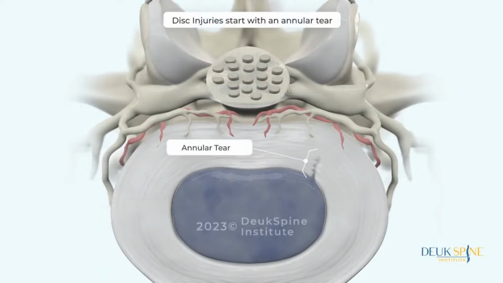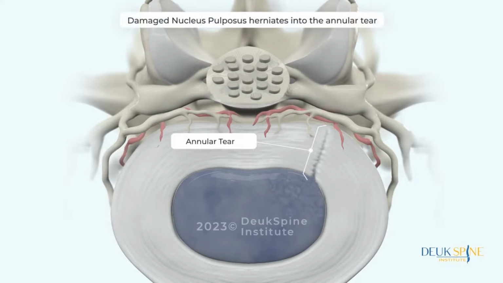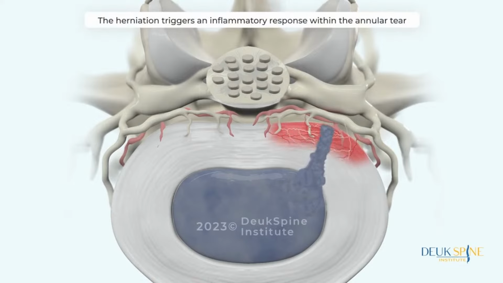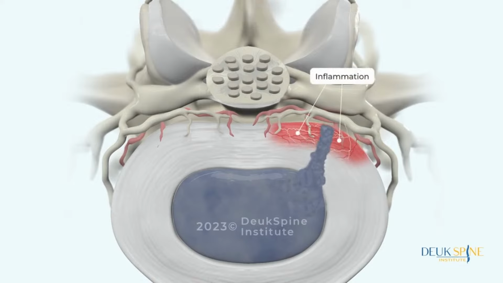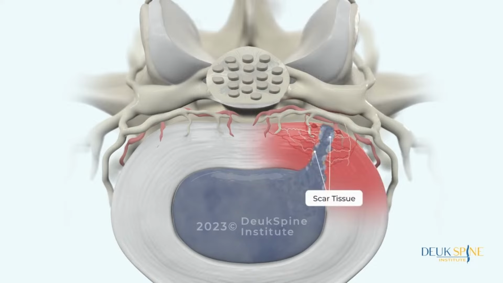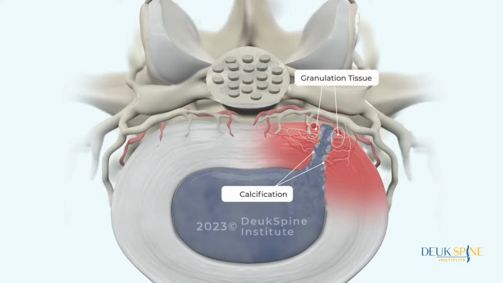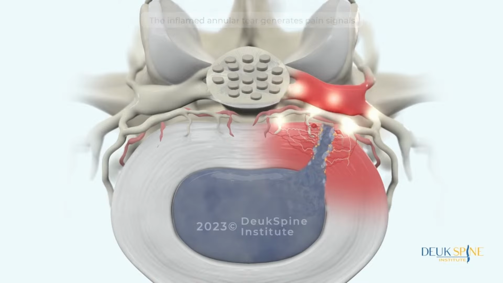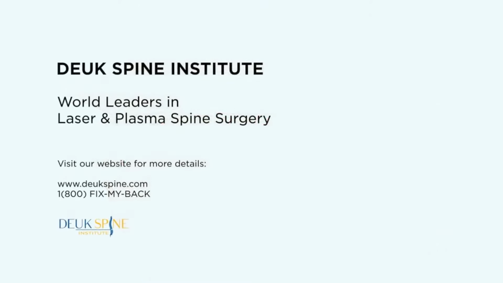Disc injuries start with an annular tear, damaged nucleus. Pulposus herniates into the annular tear. The herniation triggers an inflammatory response within the annular tear. The inflamed annular tear generates pain signals. For more details, please visit our website or call us at 1-800-FIX-MY-BACK.